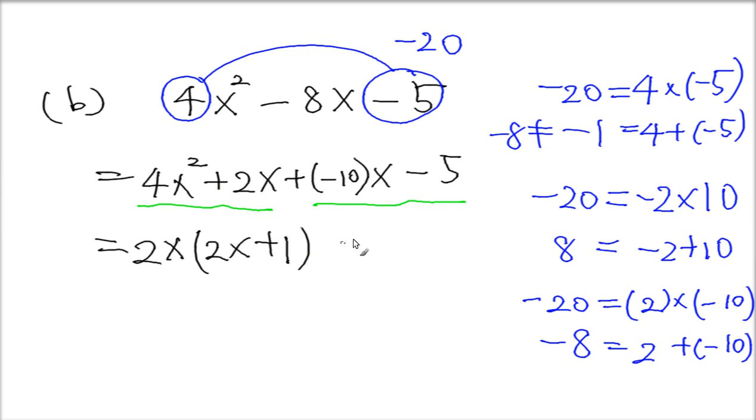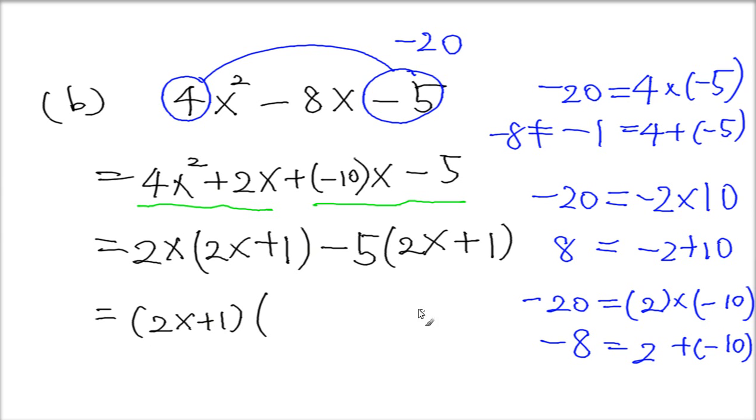In the second group, I'm going to factor negative 5 out. So minus 5 times 2x is minus 10x. And minus 5 times plus 1 is minus 5. So now we have the same stuff here, 2x plus 1, 2x plus 1. Pull that out. And what's left? 2x from the first group and minus 5 from the second group. So that's the answer.